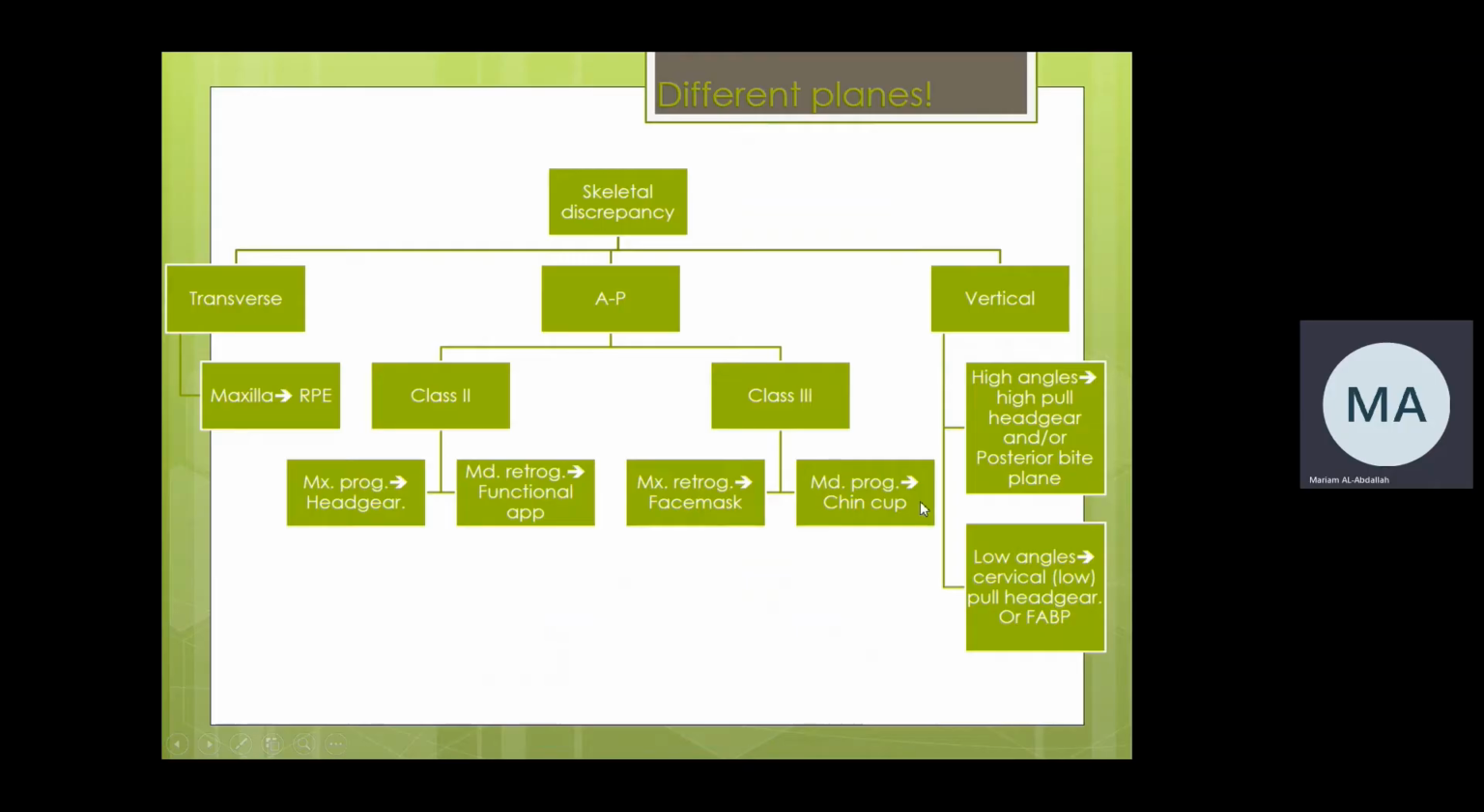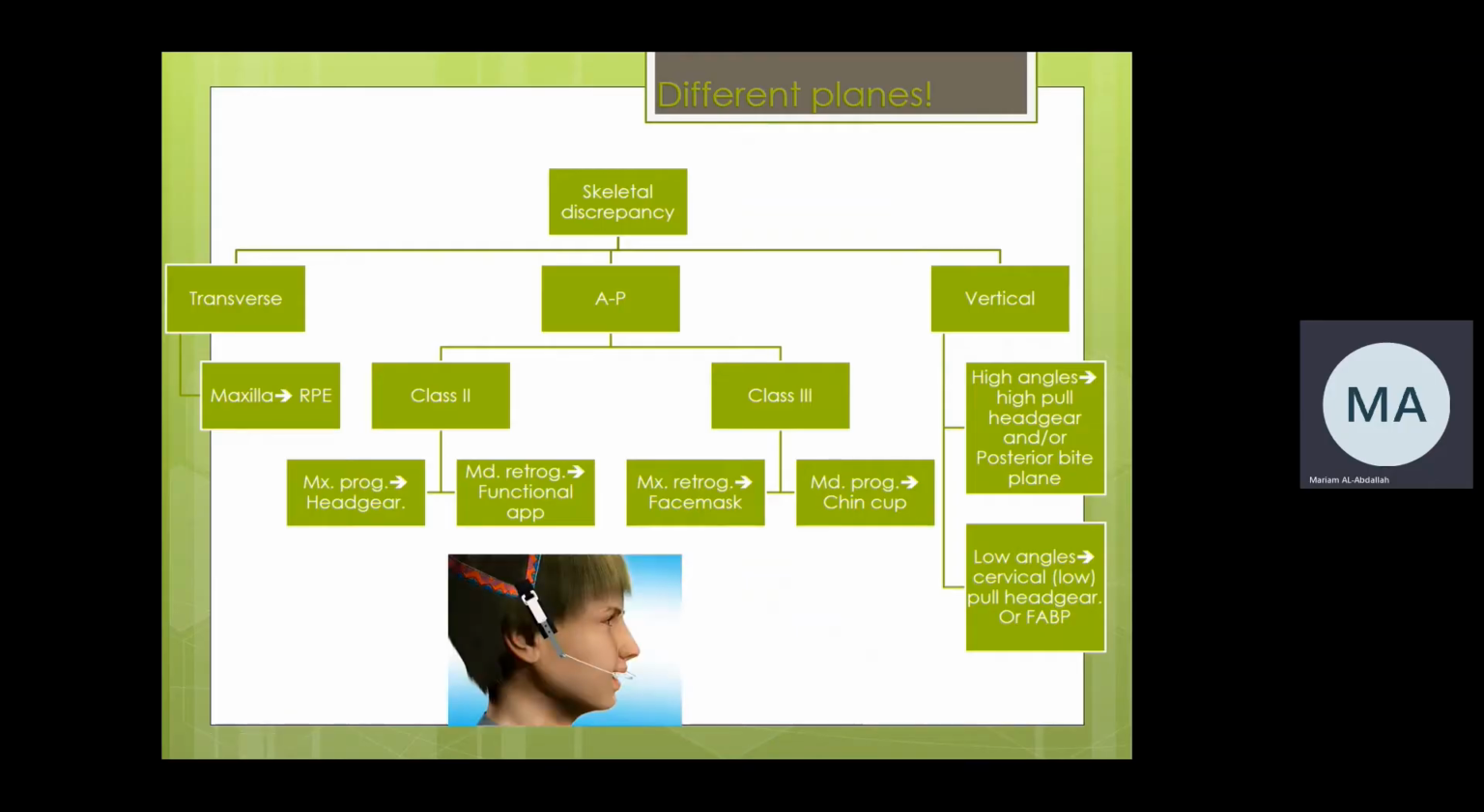Now, if the patient presents with a vertical problem, with increased vertical proportions and an anterior open bite tendency, then we need to control the eruption of teeth and the vertical growth. We can use headgear, high pull headgear, plus or minus a posterior bite plane, to control eruption of teeth, as we said, and to inhibit the vertical growth of the maxilla and help with its impaction if possible.